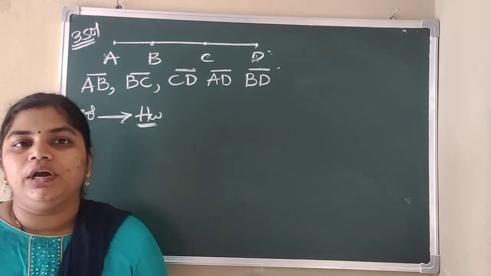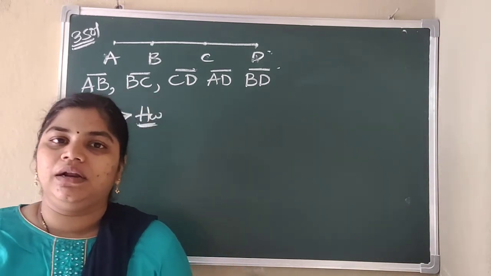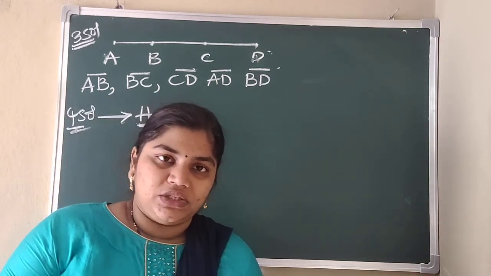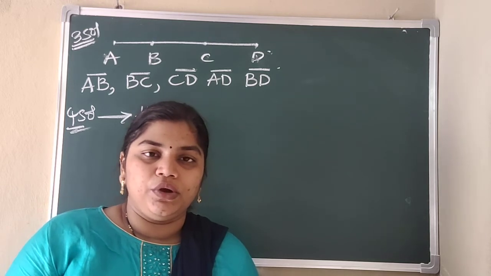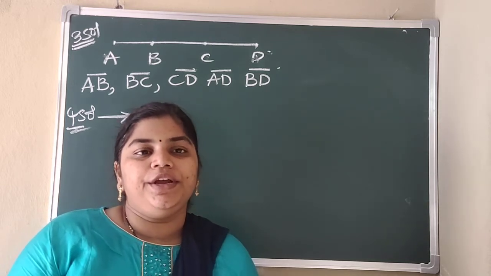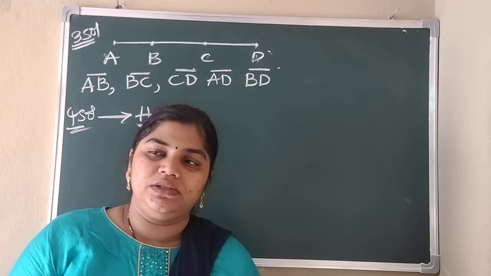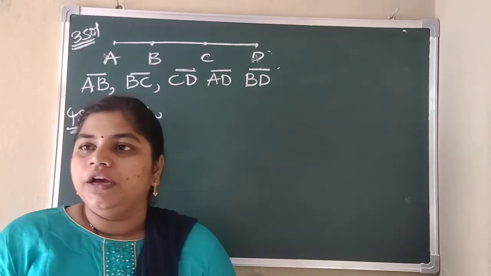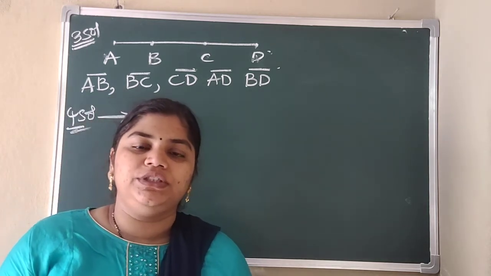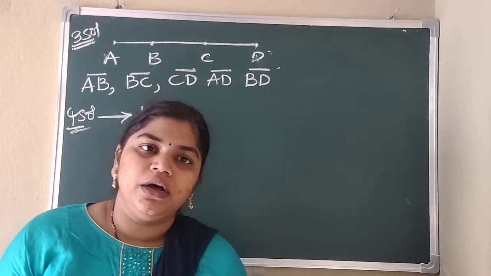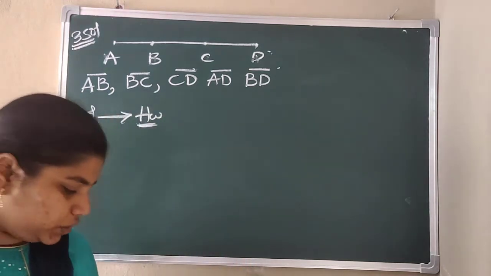So I already told you about angles. How many different angles are there? Zero angle, acute, right, obtuse, straight, reflex and complete. With the help of these angles you write 5 examples which you are seeing in your surroundings. So this 4th one is your homework.